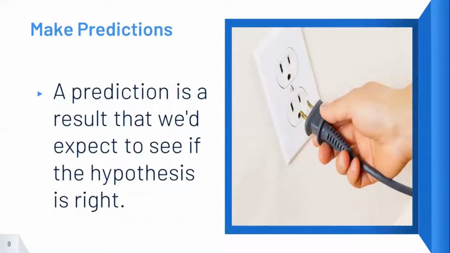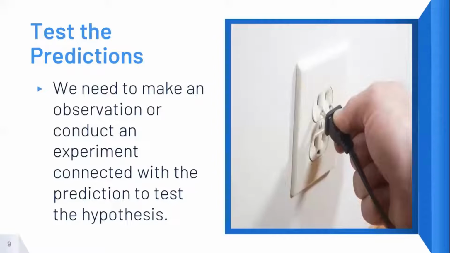Make predictions. Prediction is what we expect to see based on our hypothesis. In this case, the prediction could be, if I plug the rice cooker into a different outlet, then it will cook the rice. Now, you test your prediction. We need to conduct an experiment or an extensive observation connected with the prediction to test the hypothesis. For example, you are going to plug your rice cooker into a different outlet and see if it will cook the rice. If it cooks the rice, the hypothesis is likely correct. If it doesn't cook, the hypothesis is likely wrong.